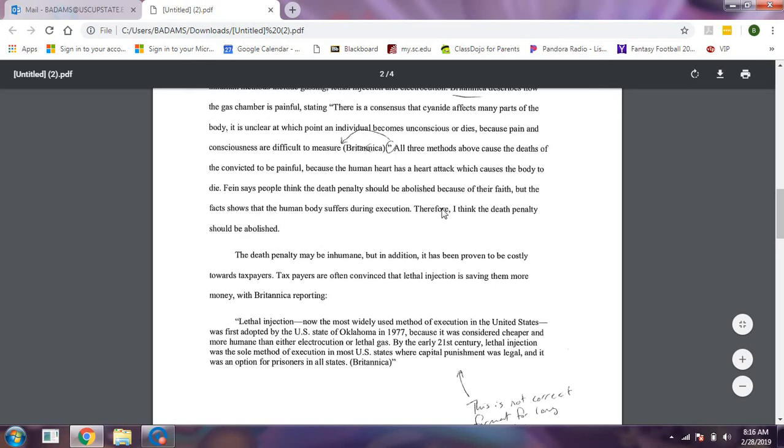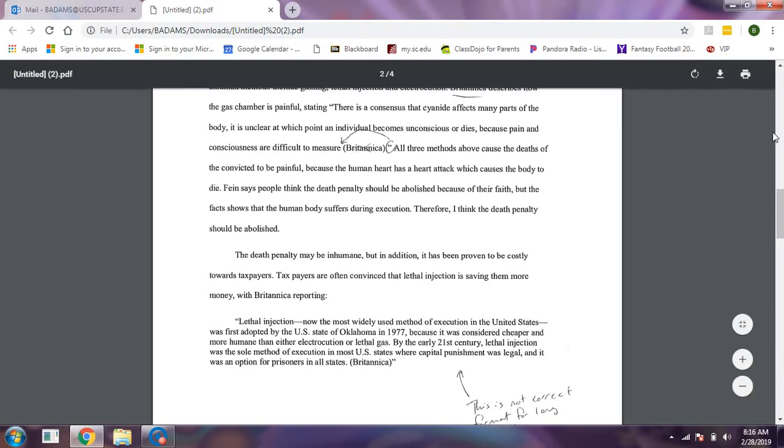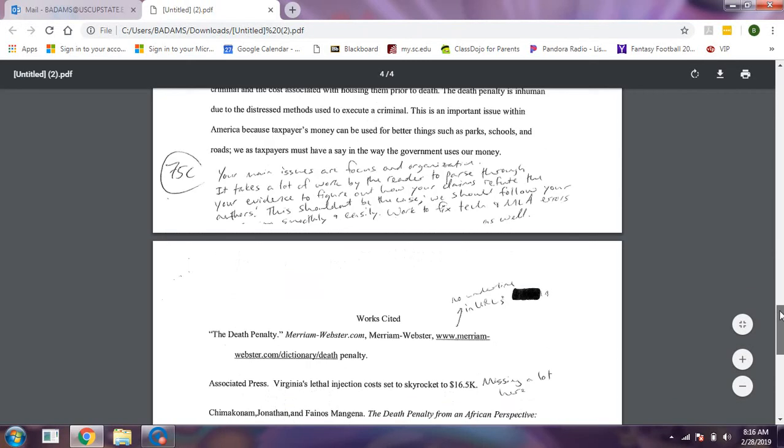"Fine says people think that the death penalty should be abolished because of their faith, but the facts show that the body suffers during execution. Therefore, I think the death penalty should be abolished." Now, what I ended up writing at the end of this student's paper was that he lacks focus. I say, your main issues are focus and organization.